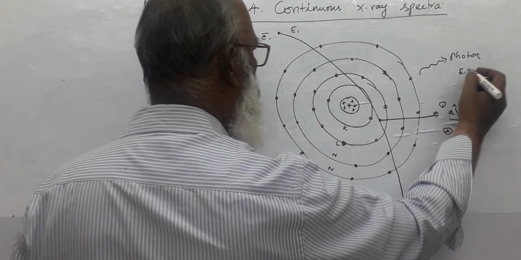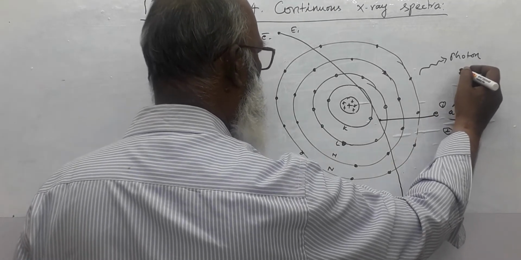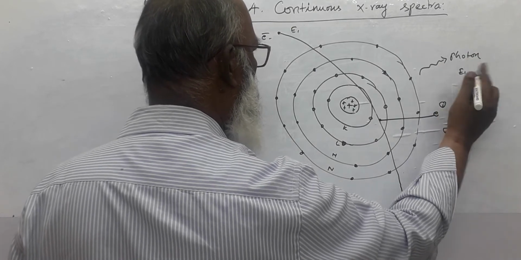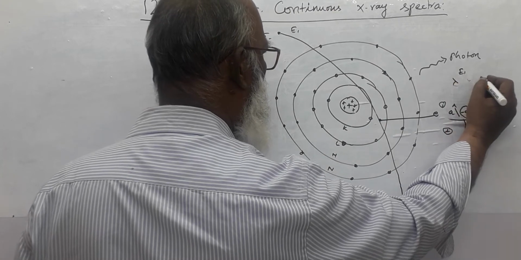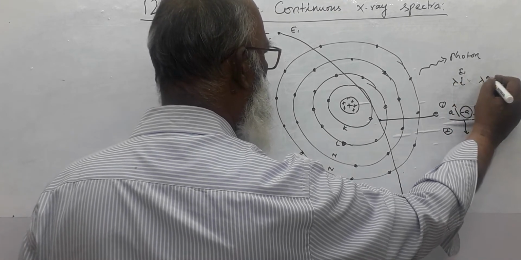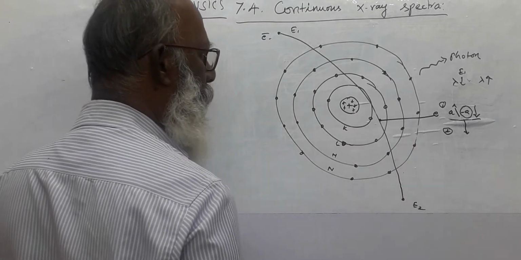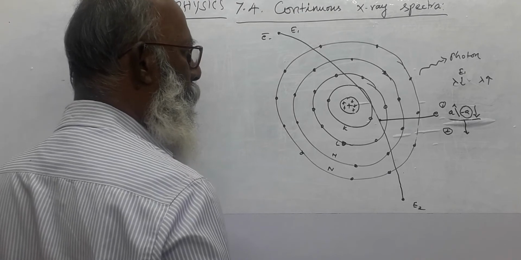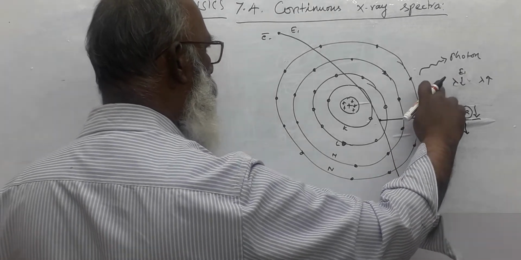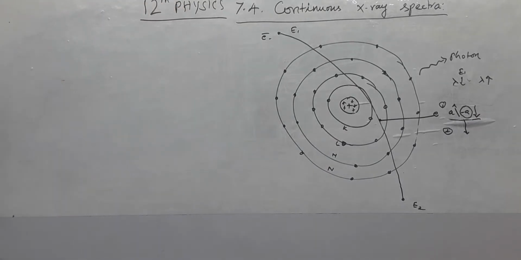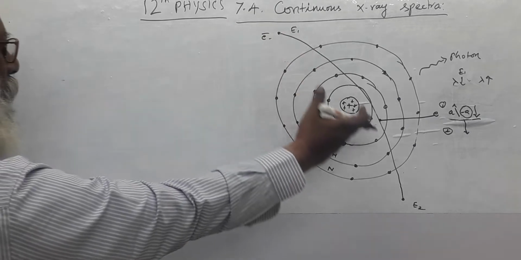From this we conclude that the outgoing photon possesses energy from minimum to maximum. That is why we get a continuous spectrum, from the lowest wavelength to the highest wavelength. That is a very important point that we have to understand here: why continuous spectra are emitted when electrons hit the target.